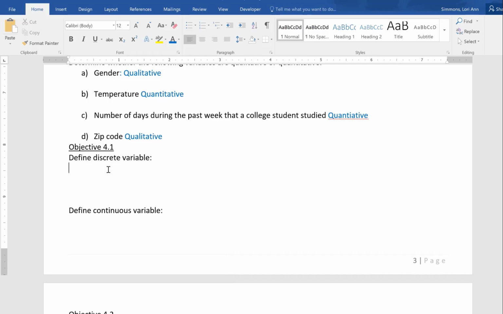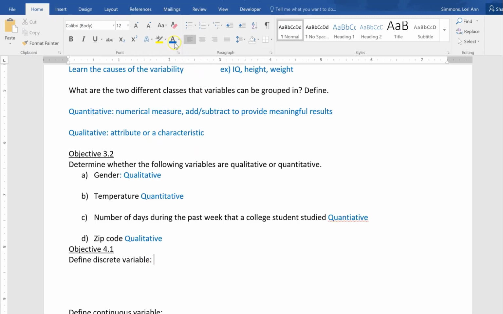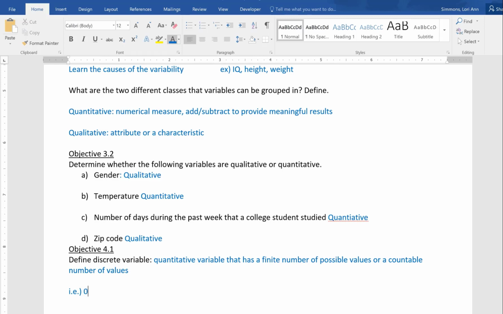So with qualitative and quantitative variables, your quantitative variable can be broken down into two different kinds of variables. You can have a discrete variable and a continuous variable. With your discrete variable, we have a definition for that. It is a quantitative variable that has a finite number of possible values or a countable number of values. So countable means 0, 1, 2, 3, and so on.